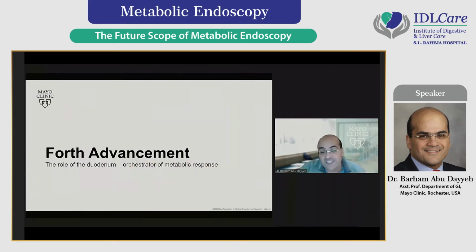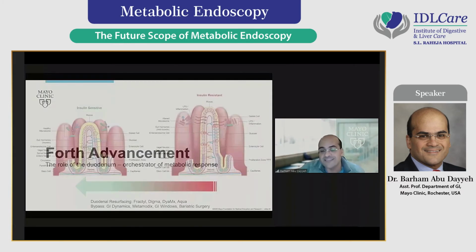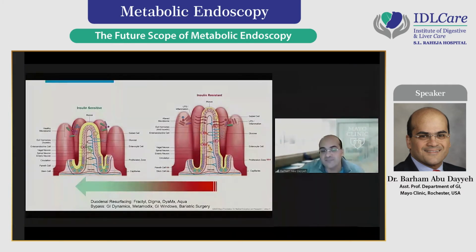The fourth advancement, which is a very important advancement, is in the role of the duodenum as the orchestrator of metabolic response. We know that the duodenum in states of metabolic disease becomes unhealthy, and there are typical phenotypic changes that happen. There's a villus hypertrophy.